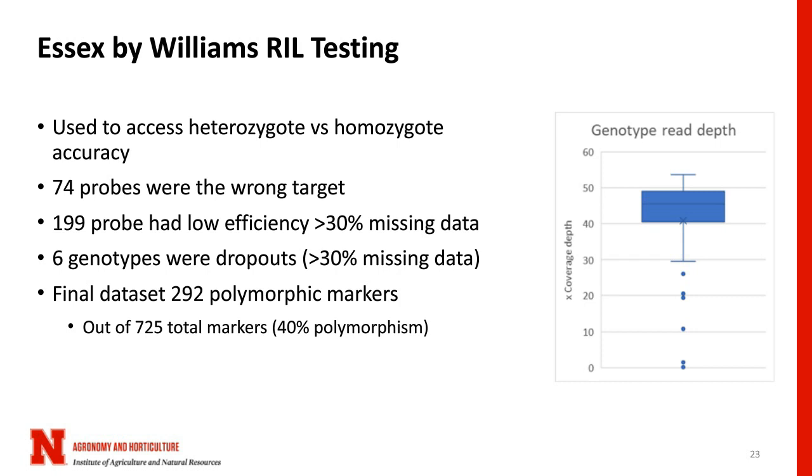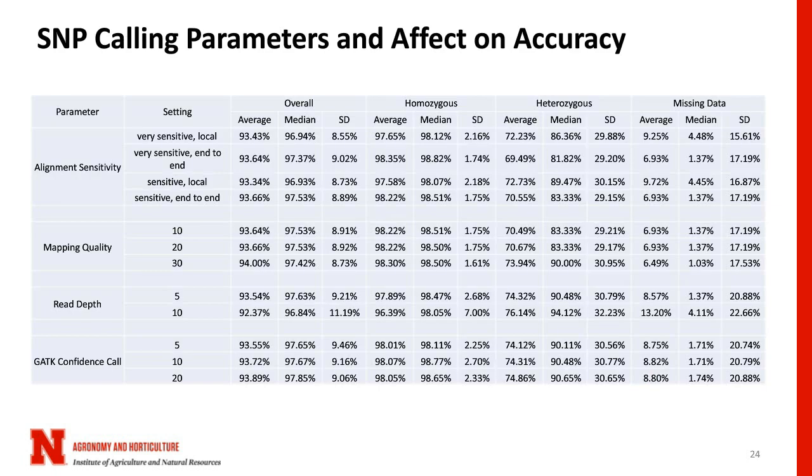Now, whenever we look at the SNP calling parameters, this is a busy table, and this is my last table before I get to conclusions. But we looked at different parameters of the SNP calling because we wanted to see how that was affecting things. And so when we look at alignment sensitivity, the sensitive end-to-end had most of the effect on missing data, a small effect, but it got missing data down to 6% or 7%.